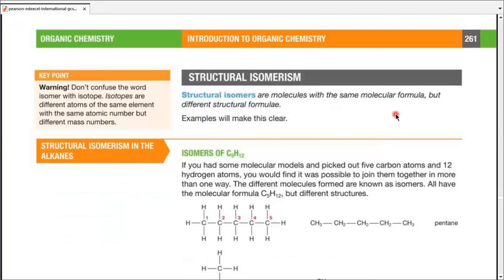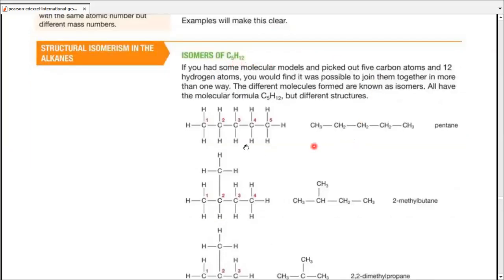Structural isomers. Now, as I have been saying earlier, we are going to go for isomerism, the phenomenon in which they have the same molecular formula but different structure. So isomers of C5H12. Take a look.